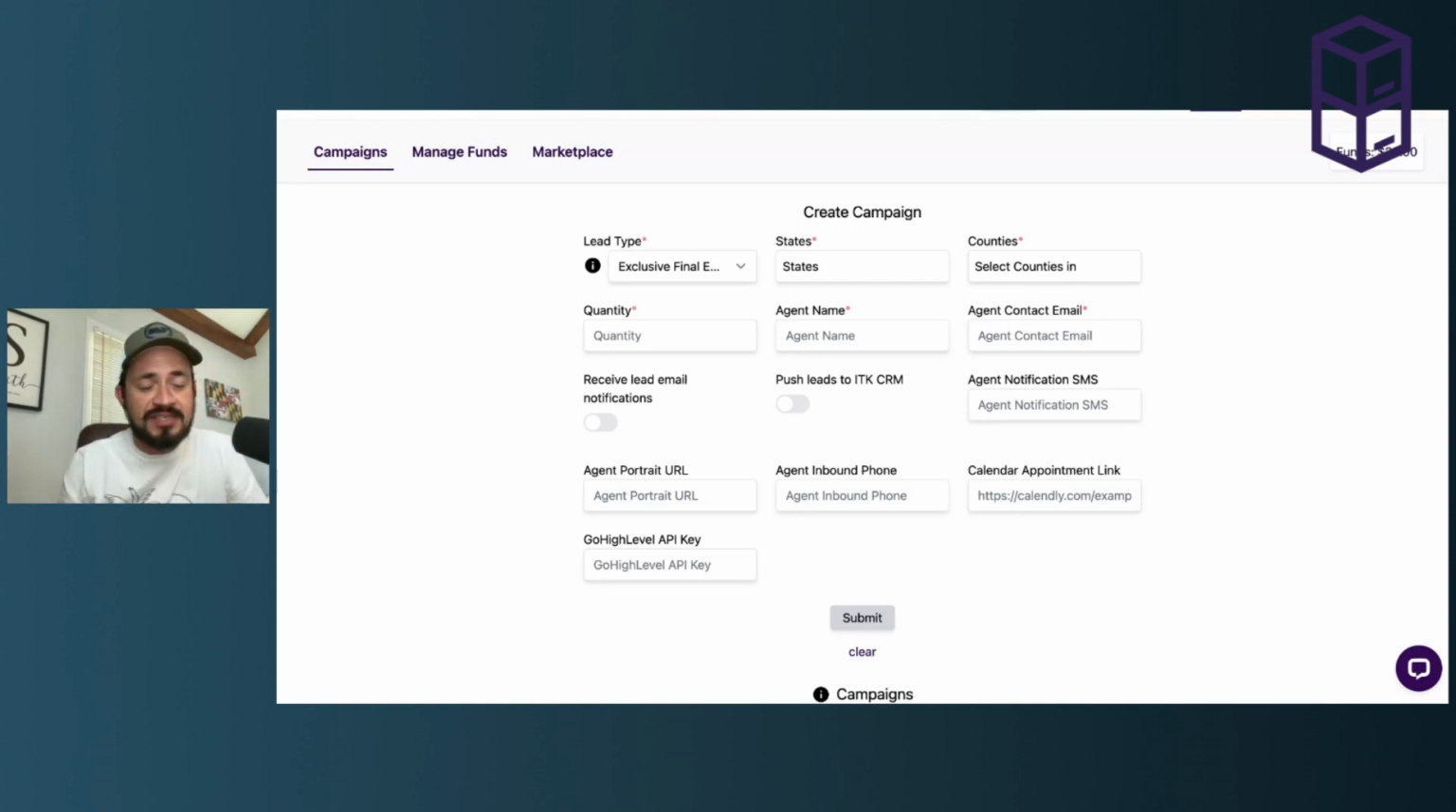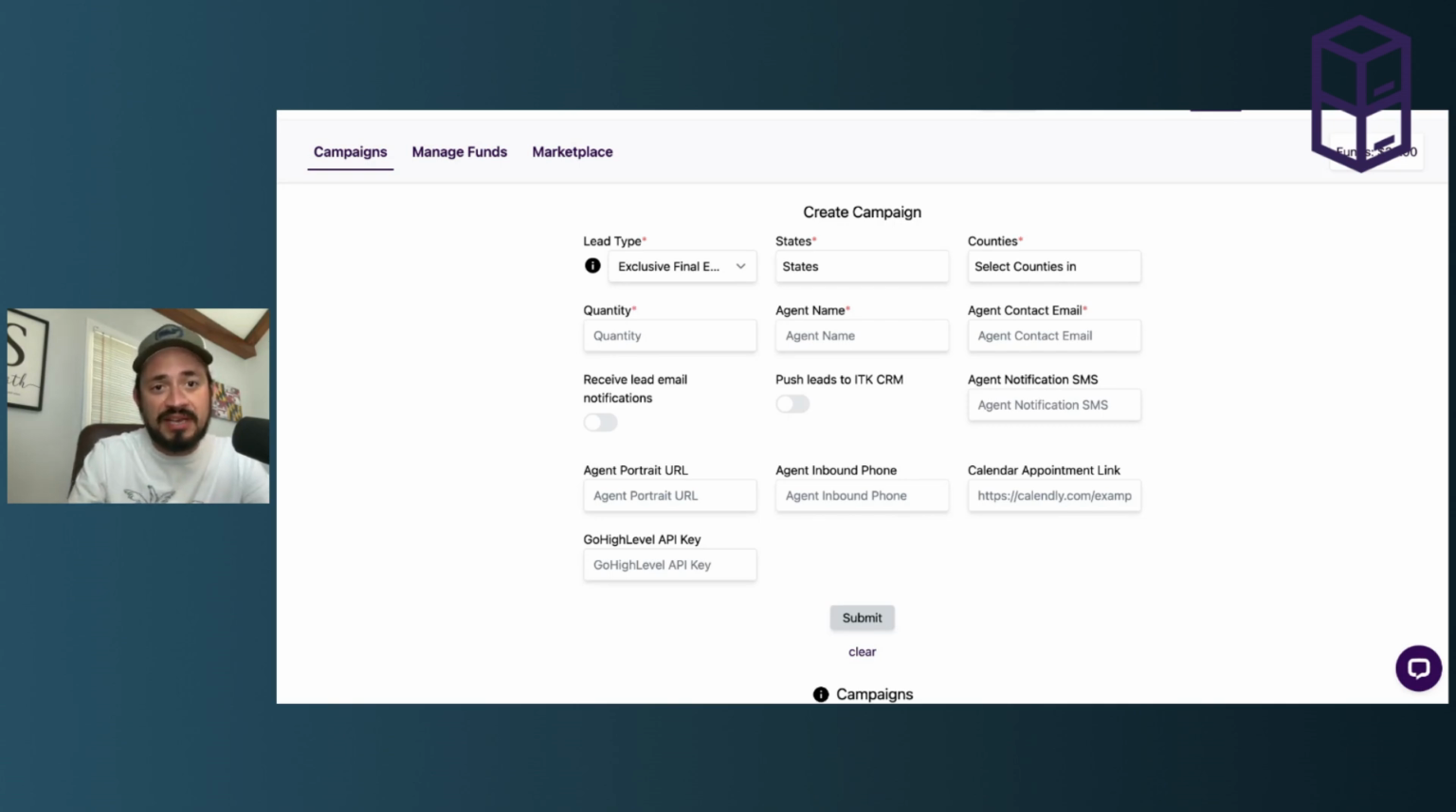What other platform does this? What other lead vendor offers this? I can't think of many. I'm only worried about making this one better. But I know for a fact this improves the quality, the intent, and the opportunity for you to get in front of more people.